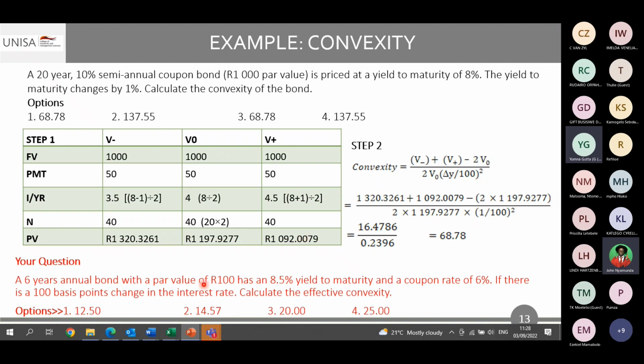Ladies and gentlemen, I know I talk too much, but here you have your question: a 6-year annual bond with a par value of 108.5, yield to maturity, coupon 6%, there, 100%. This one is even easier. It's not a semi-annual. Do this one, put your answer in the chat, or if you have a question, you can ask. We are here for you.